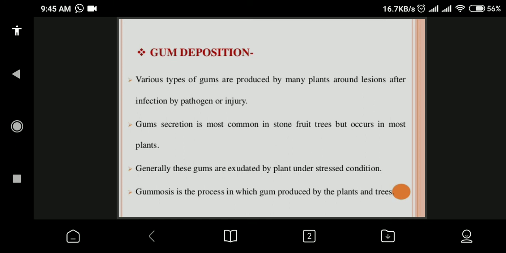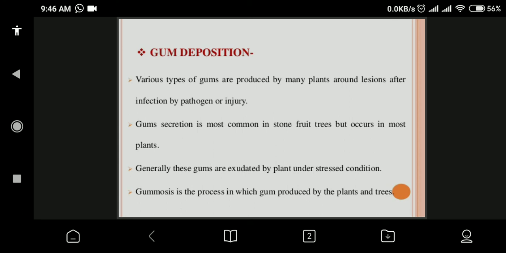Gum deposition. Various types of gums are produced by plants. Many plants produce gums around lesions. Lesions are the spots produced by the pathogen after the infection or after the injury, and various types of gums are produced by many plants around the lesions.